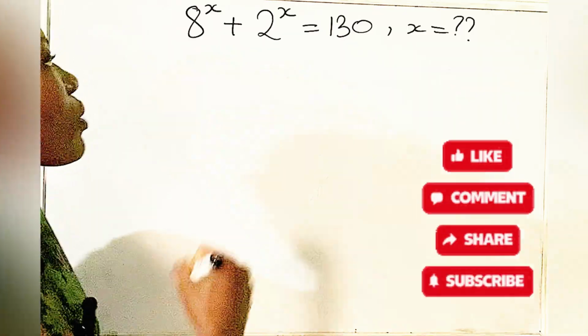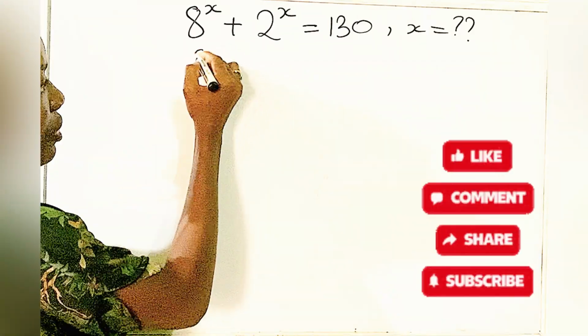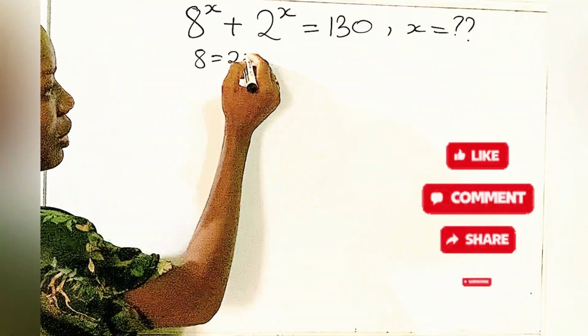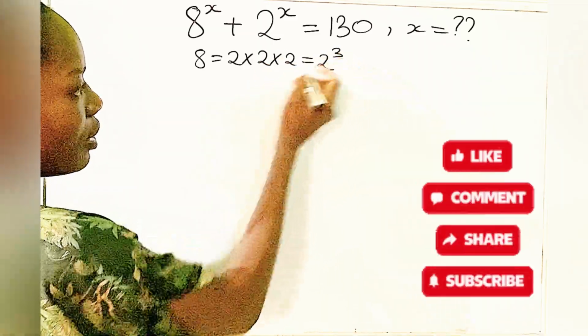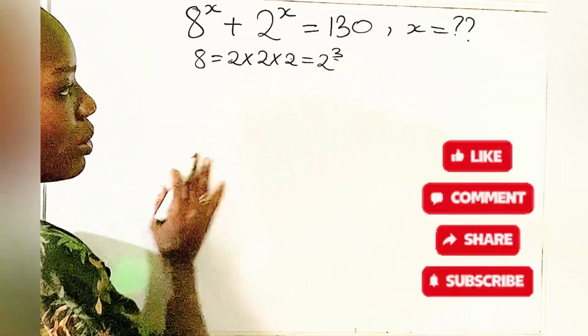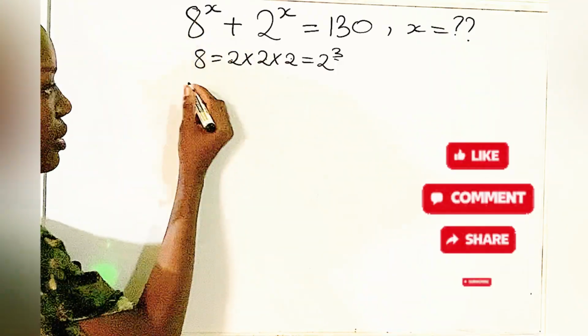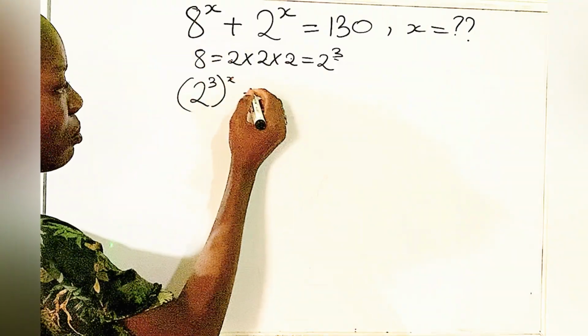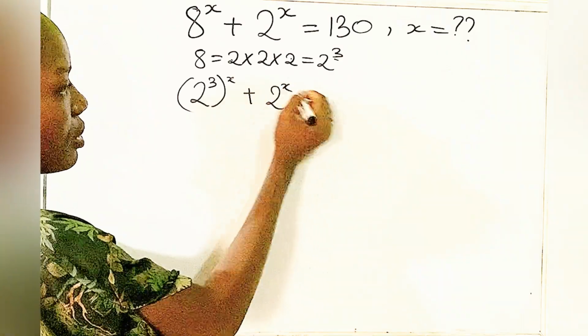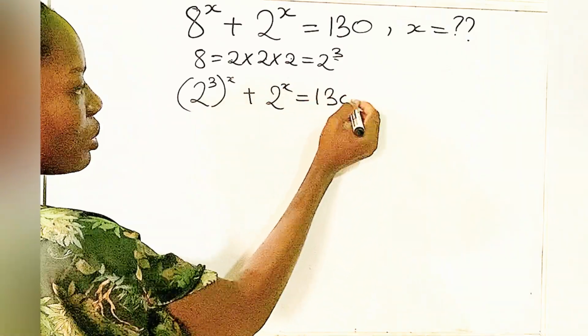Okay, let's go. So 8 can be written as 2 times 2 times 2, and that is 2 to the power of 3. 1, 2, 3. That's how you have 2 to the power of 3. So now let's write 8 as 2 to the power of 3, so we have (2^3)^x plus 2^x is equal to 130.